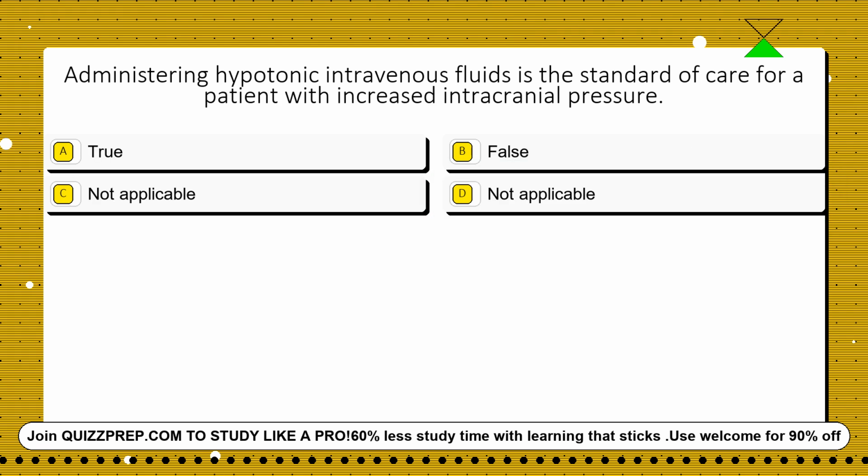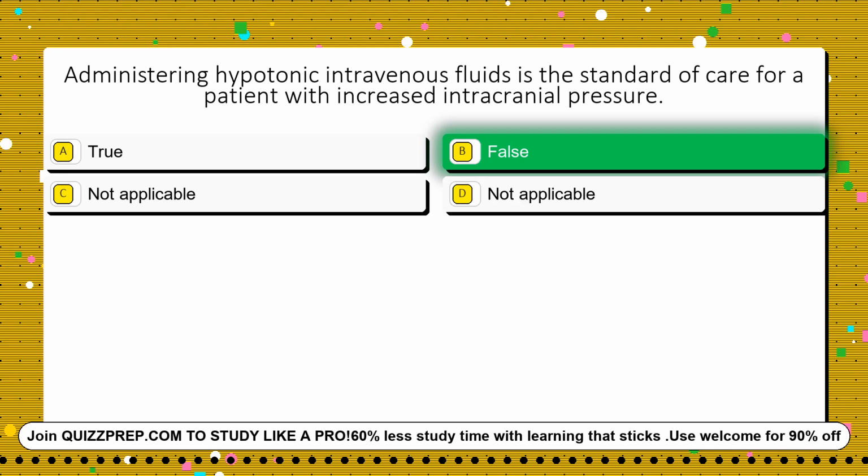Question 52. Administering hypotonic intravenous fluids is the standard of care for a patient with increased intracranial pressure. Option A, true. Option B, false. Option C, not applicable. Option D, not applicable.